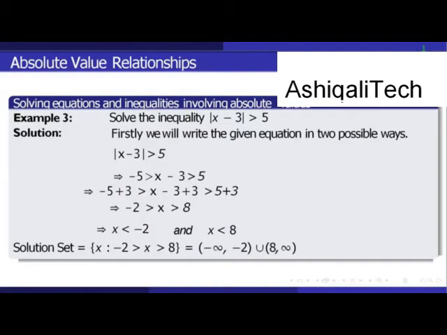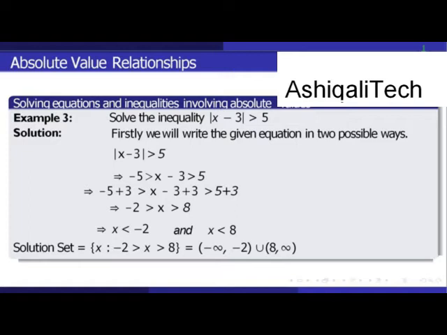Dear students, we see example number 3. Solve the inequality |x minus 3| is greater than 5. Again, we will split this into parts in the following way. We write |x minus 3| is greater than 5, which is equal to minus 5 is greater than x minus 3 is greater than 5. Again, we add 3 on all sides. So we get minus 5 plus 3 is greater than x minus 3 plus 3 is greater than 5 plus 3. So we get minus 2 is greater than x is greater than 8.